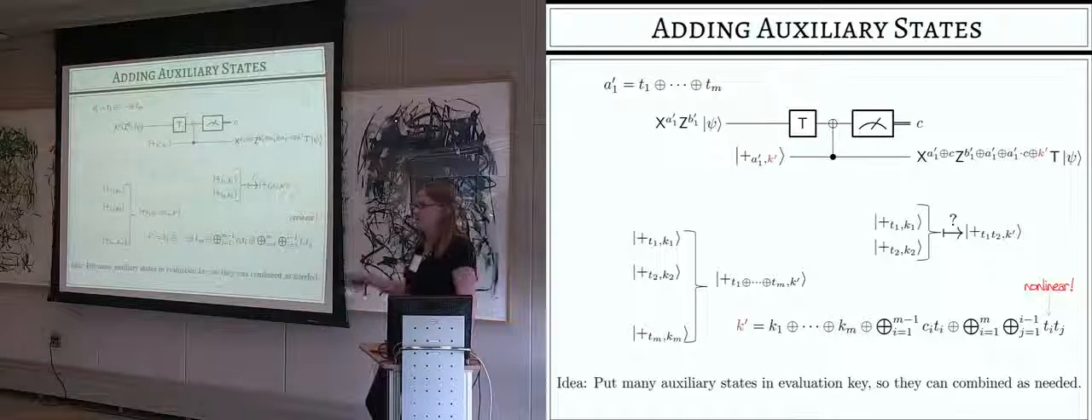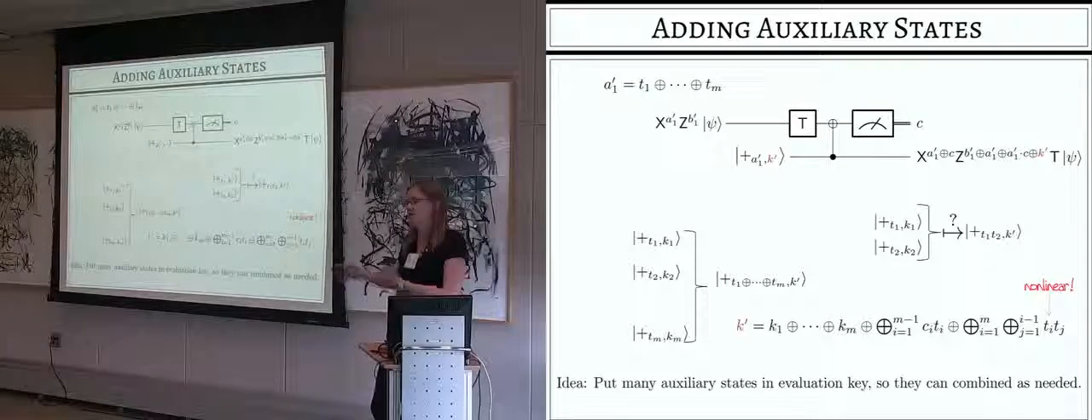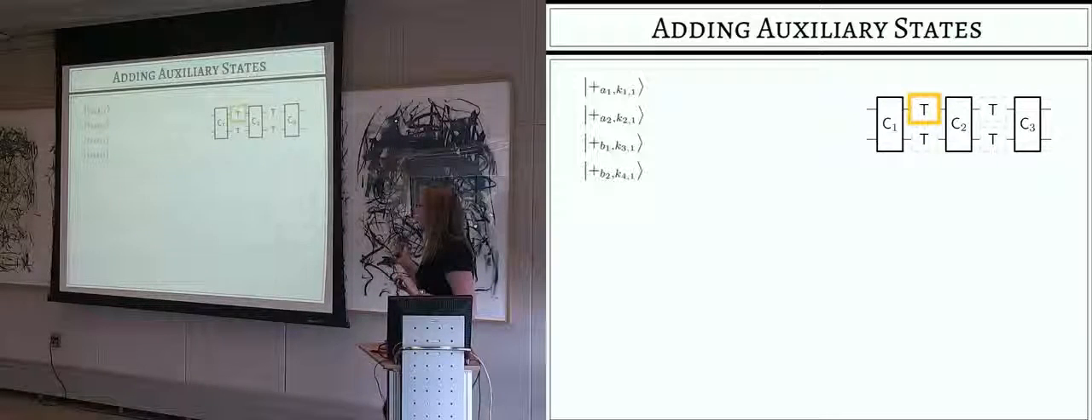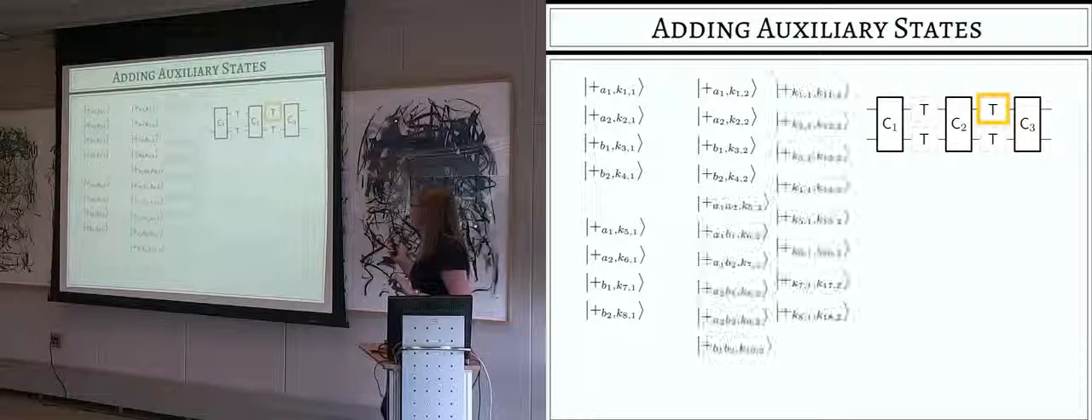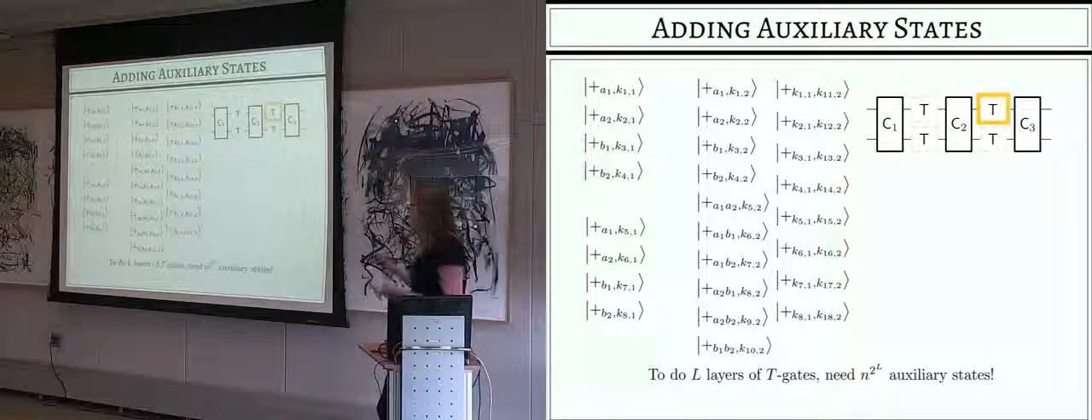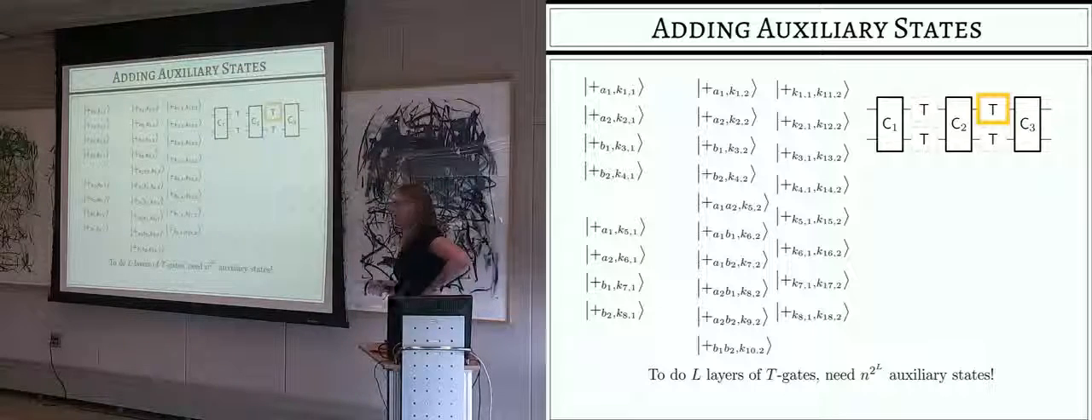So anytime there's a product T1, T2, we actually have to provide another plus state. So we have to provide plus states for all possible products of keys. To make a long story short, things just blow up very quickly as we go to greater depth. So in summary, if we want to do L layers of T gates, we need n to the 2 to the L auxiliary states, where n is the number of qubits. So when I said constant depth before, I really meant depth 1.